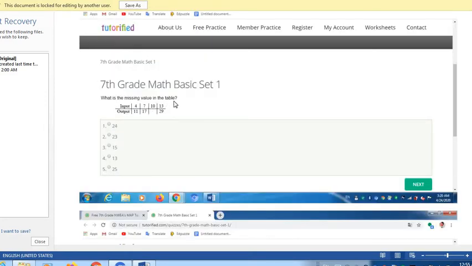What is the missing value in this table? Okay, I have here the input and the output. 4 becomes 11. How can 4 become 11? I just add here after 4: 5, 6, 7, 8, 9, 10, 11. I added 7. Okay, how come 7 becomes 17? I added 10. So I added 7, then I added 10. What do you think I will add here? What's the sequence here? So I will add 13.